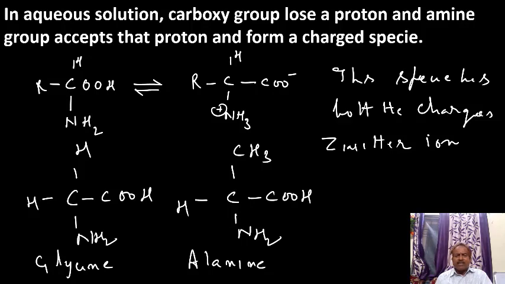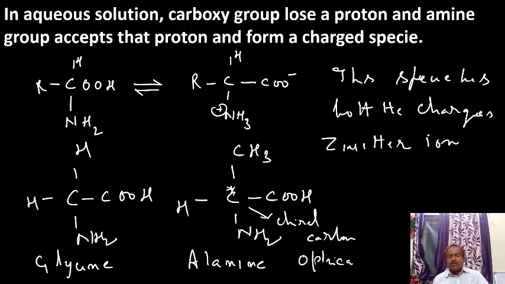So in alanine, see here, all 4 groups with respect to this carbon atom are different. Therefore, what is this carbon? This carbon is a chiral carbon. Since it is a chiral carbon, this alanine is an optically active substance. Except glycine, all other amino acids are optically active substances. Therefore, they rotate the plane polarized light either to the left side or right side.